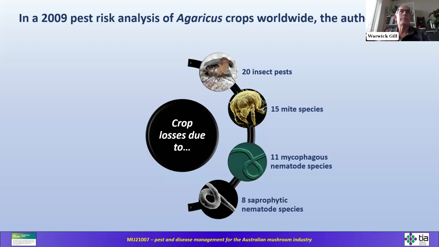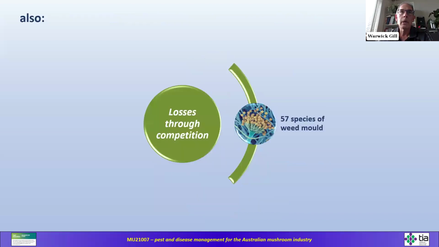In a pest risk analysis about 10 to 15 years ago now, the authors found that crop losses were due to various organisms. They discovered 20 insect pests, 15 mite species, and 11 mycophagous nematode species. They are nematodes that feed directly on the mushroom mycelium and cause damage and loss. And they found 8 saprophytic nematode species. They are nematodes that live off the bacteria and the solutions in the compost, but do not directly feed on the mushrooms. They have another effect which we'll talk about shortly.